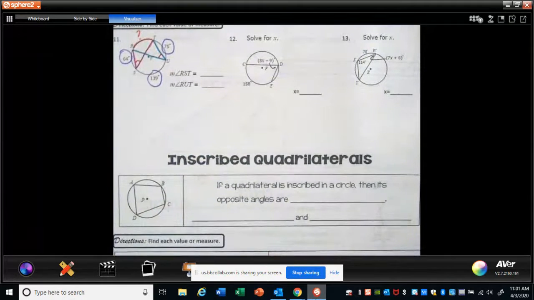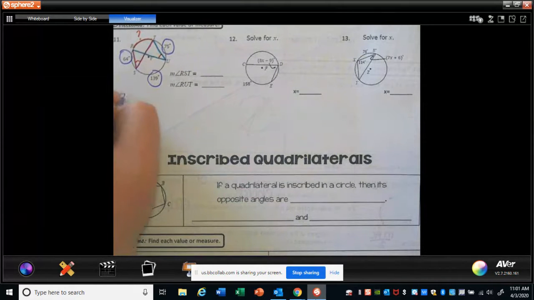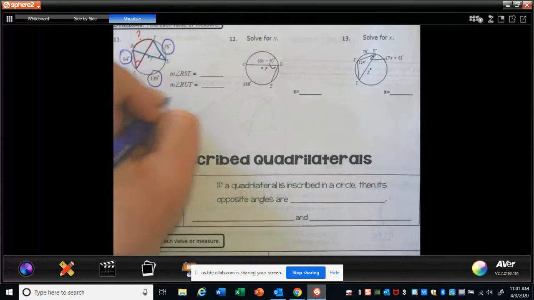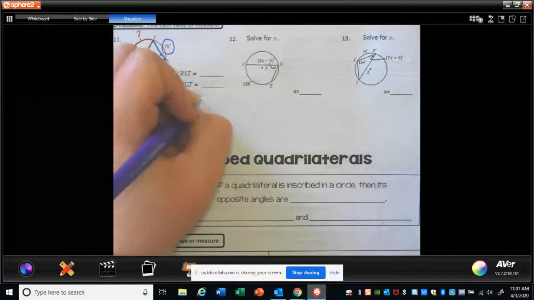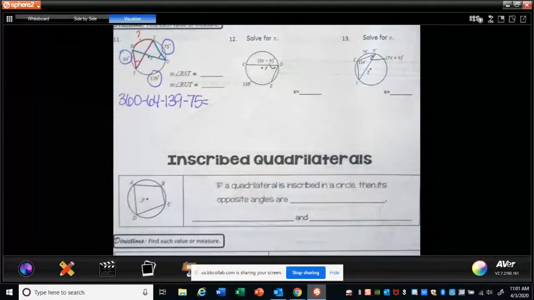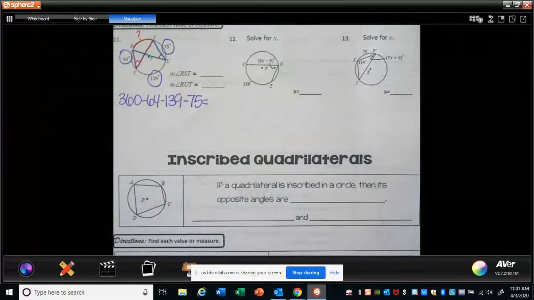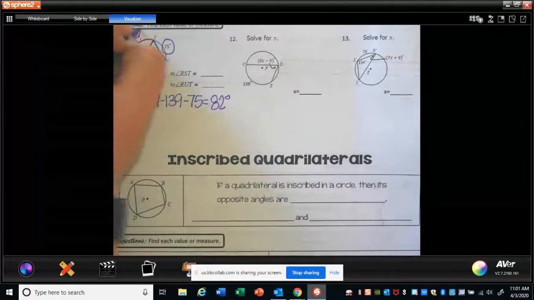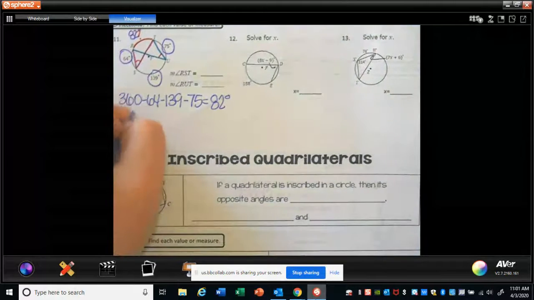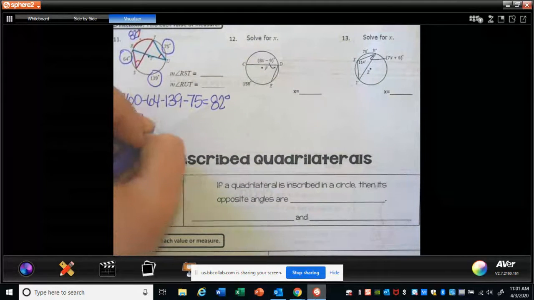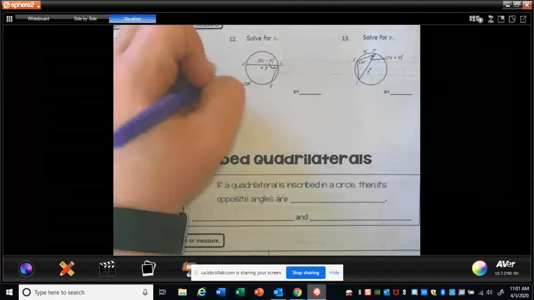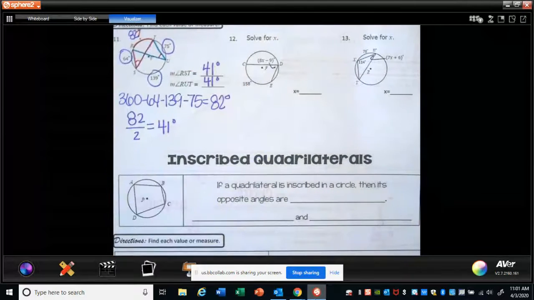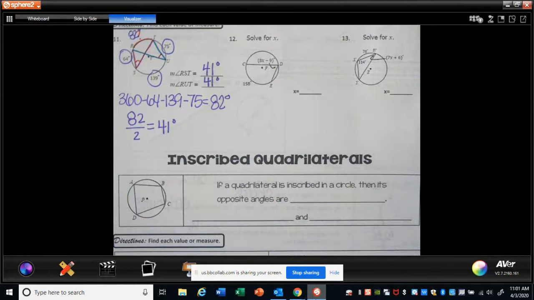RT is missing, but it also completes the full circle. So if we say 360 minus 64 minus 139 minus 75, that's going to give us the measure of arc RT. That's going to give us 82 degrees. If I know the arc is 82 degrees, to find the angle, I'm going to take half, and half of 82 is 41. Since both of the angles share that arc measure, the angle measures are both 41 degrees. All right, so the next example, we have an expression.